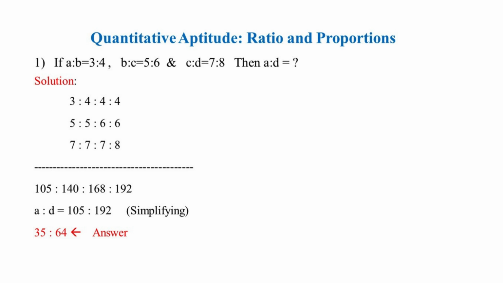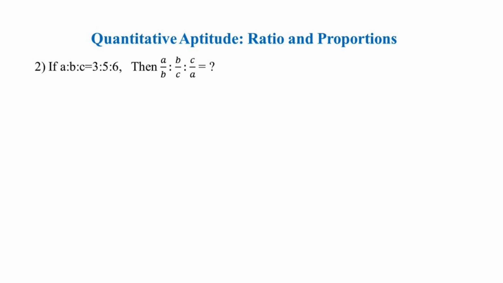So that is the final answer. 35 is to 64 is the A is to D proportion. Then coming to the next problem, A is to B is to C is given as 3 is to 5 is to 6. Then we have to find A by B is to B by C is to C by A.